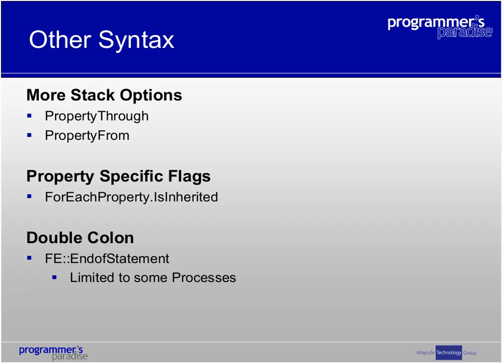So some other syntax to introduce here. There are more stack options. You can use property through and property from, and basically that means that you can get a property through another object. So if there's an owned object, you can get a property through another object. If you're in an entity, for example, you can get a property through an index. So wherever you are in your context, you can move to other areas of the metadata.